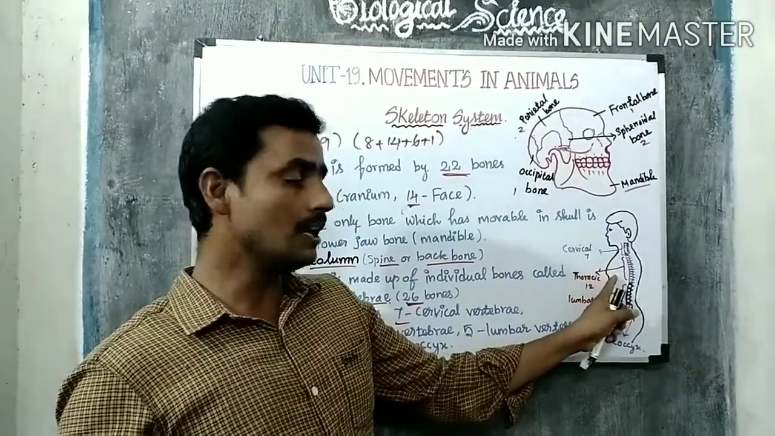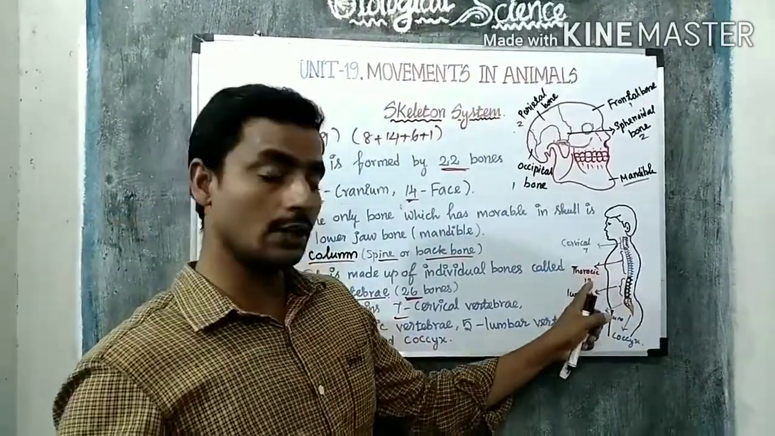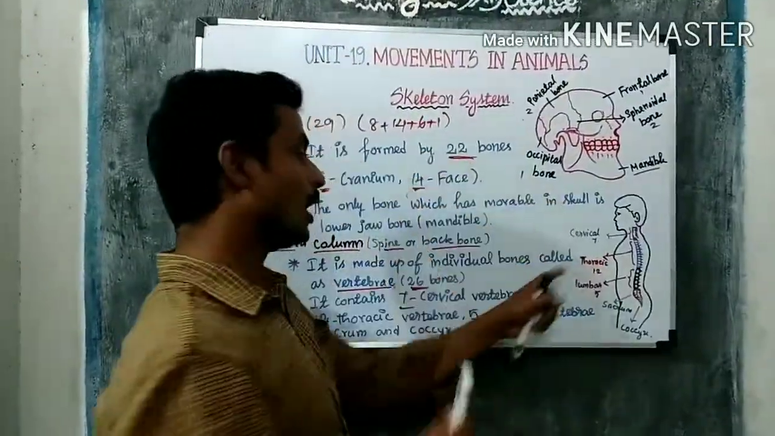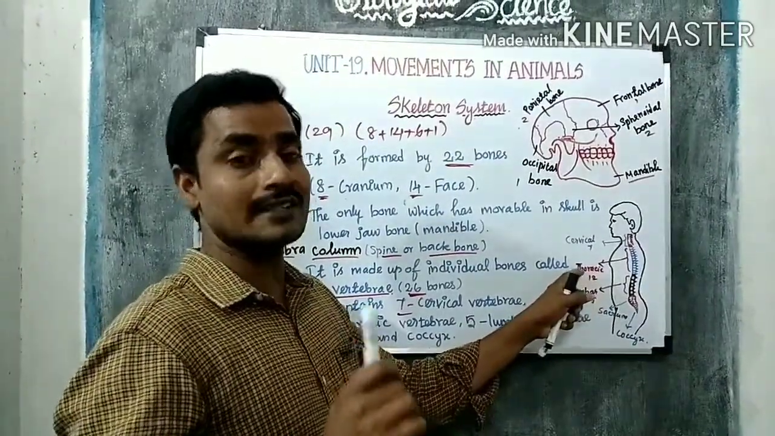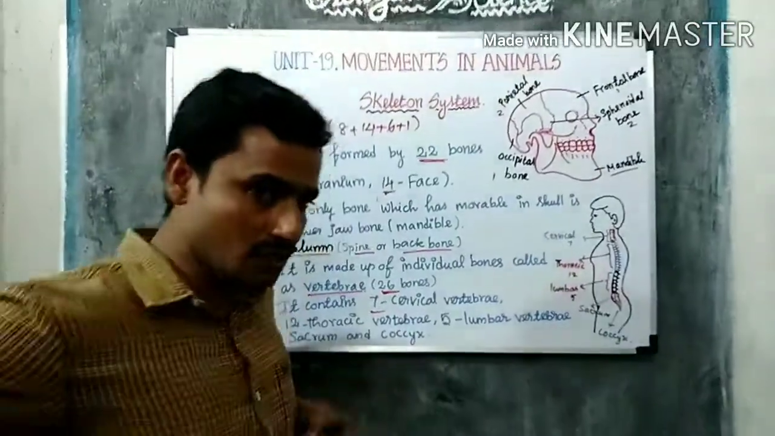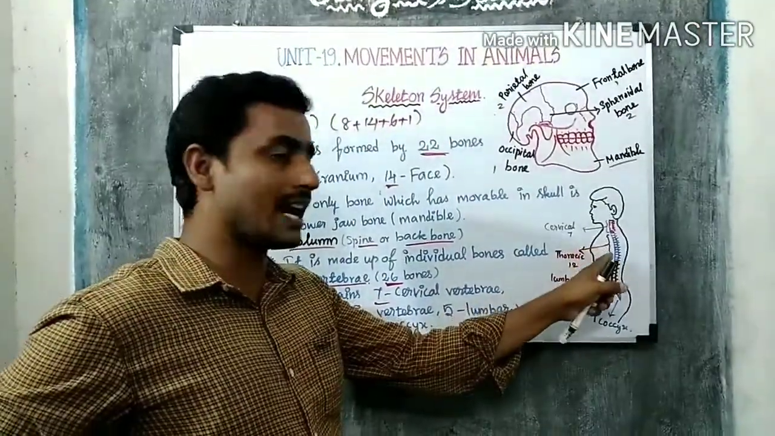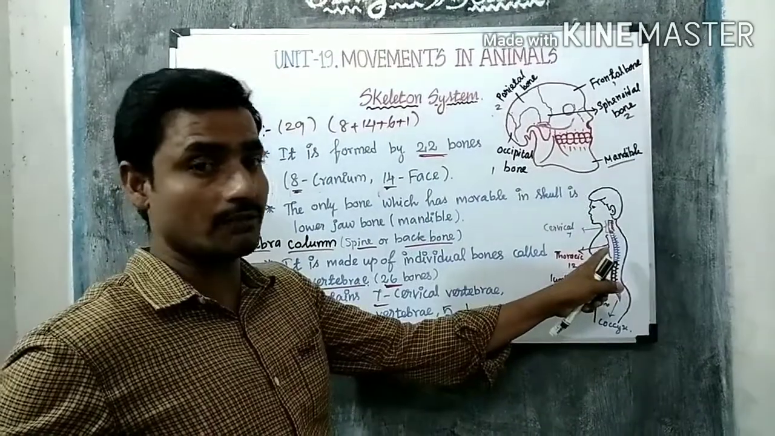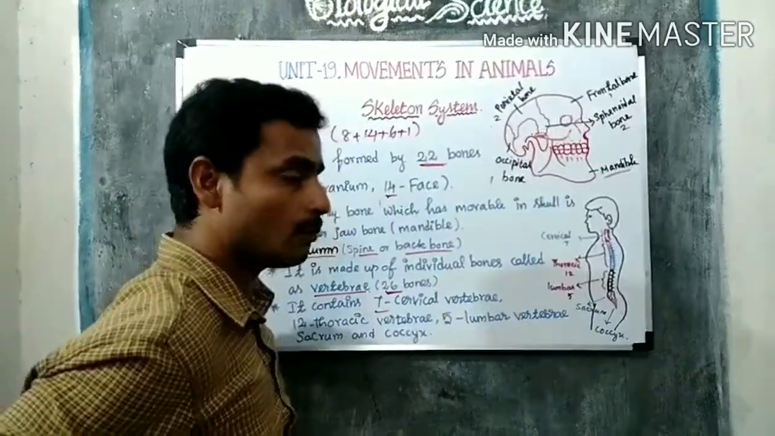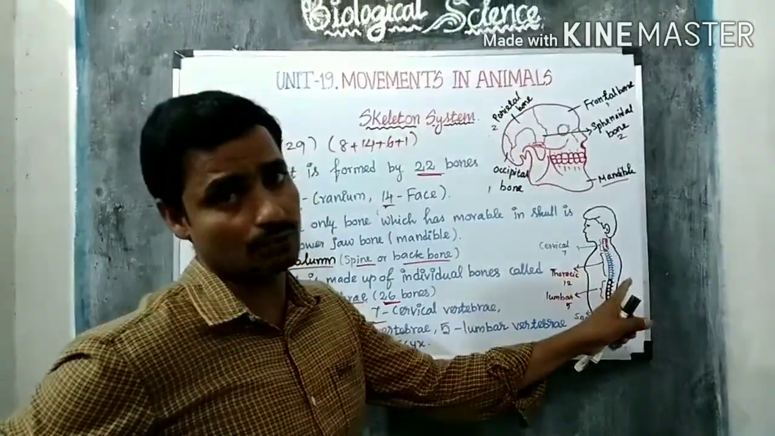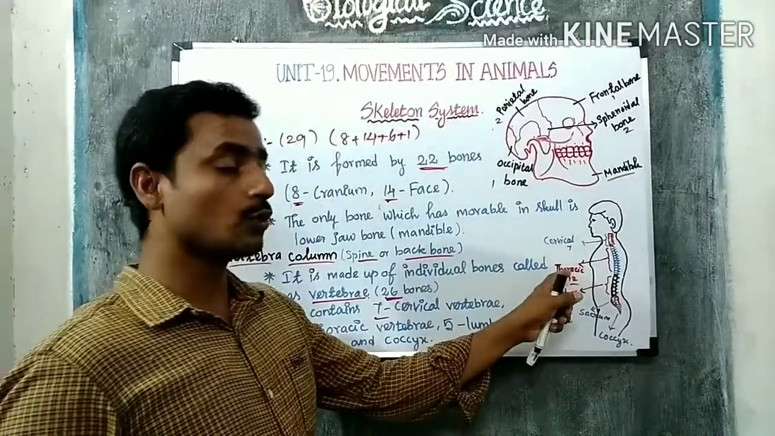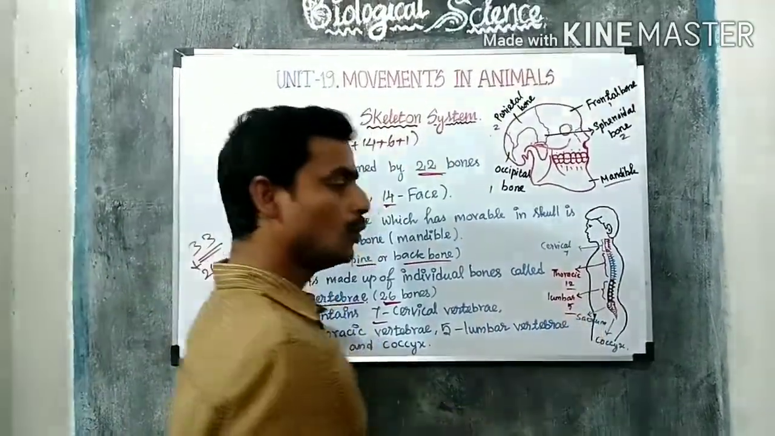And then 12 vertebrae, 12 bones, are present behind our thoracic region. They are called thoracic vertebrae. The ribs behind the chest region are connected with the thoracic vertebrae. So 12 pairs of ribs are connected behind our body with the thoracic vertebrae. So totally we have 12 thoracic vertebrae.